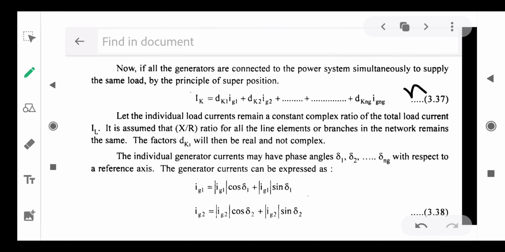So therefore Ig1 is a phasor and has x and y components. In rectangular form, x component and y component. Here you can use j also, x plus jy, x1, y1, x2, y2 and so on. For n number of generators, you can use expressions like that. X is the I cos delta, y is the I sin delta, cos delta and sin delta expressions.